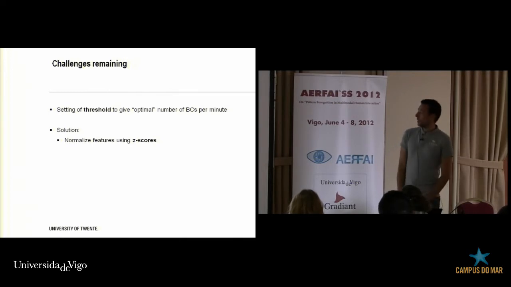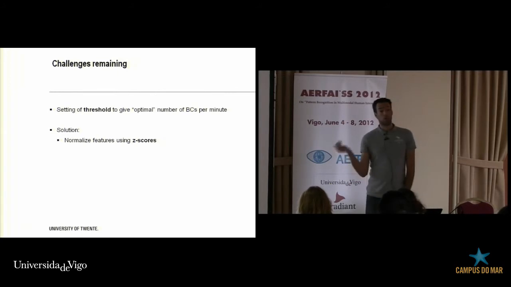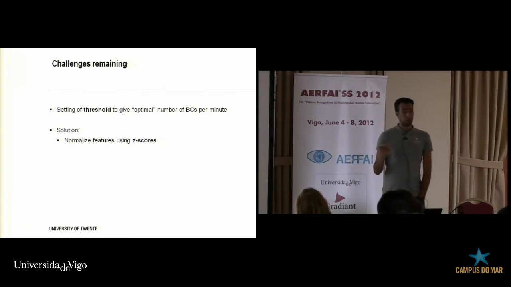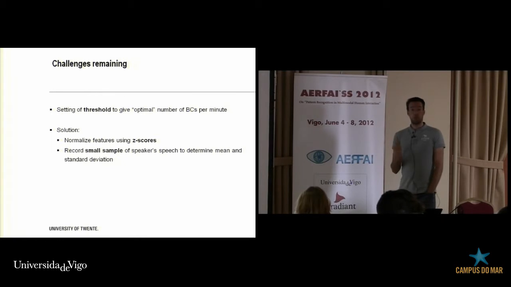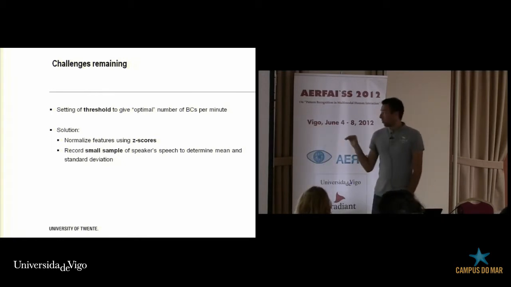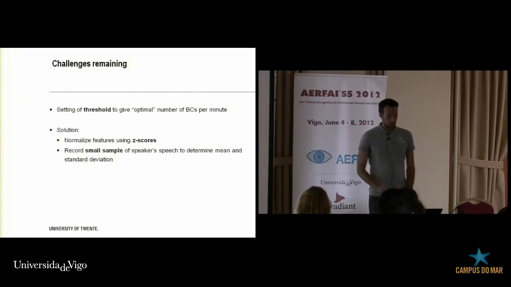So what we did was we normalized all the features using z-scores. We subtracted the mean of each feature, and also we made sure that the standard deviation was 1. And we did this because we recorded a small sample of each speaker beforehand. We just had 15 seconds of speech. We normalized all the features based on the mean and standard deviation.